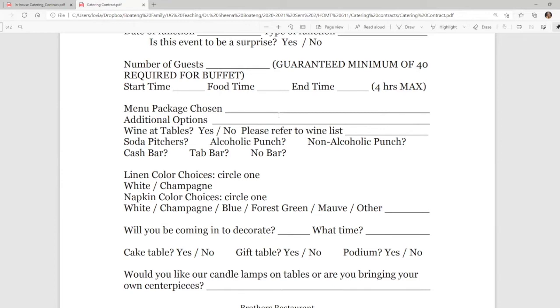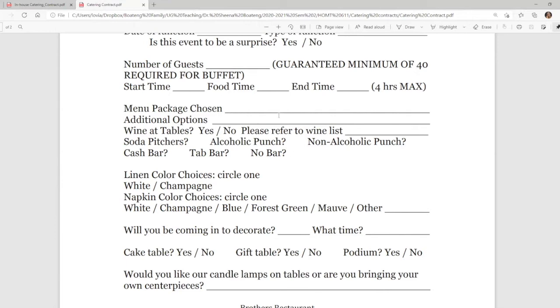So in that case, you have to indicate whether you want soda pitchers, alcoholic punch, non-alcoholic punch, a cash bar, which you just learned about, a tab bar. Tab bar means that there's a limit. The event commissioners have paid for people to drink, but there's a limit that they have paid for. So once you reach that limit, you have closed your tab. Does that make sense? Yes.